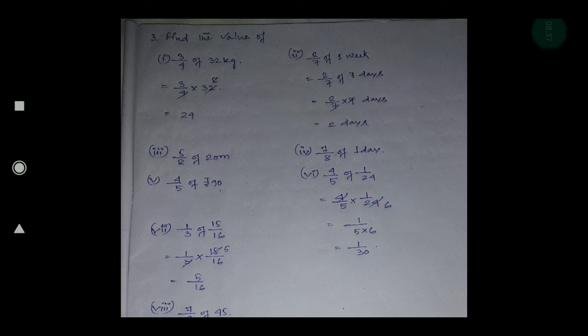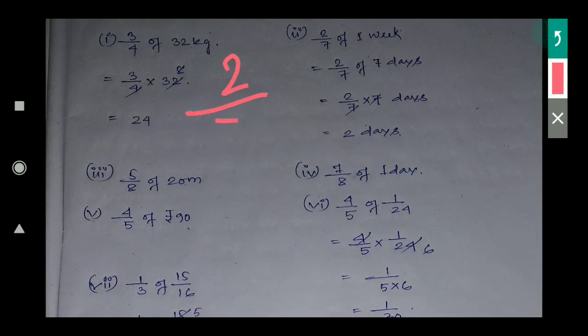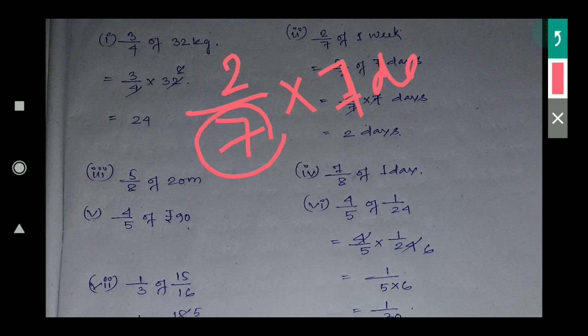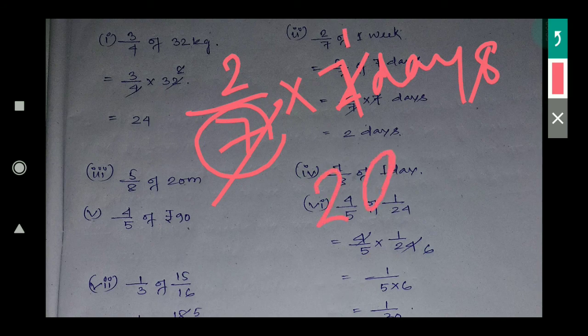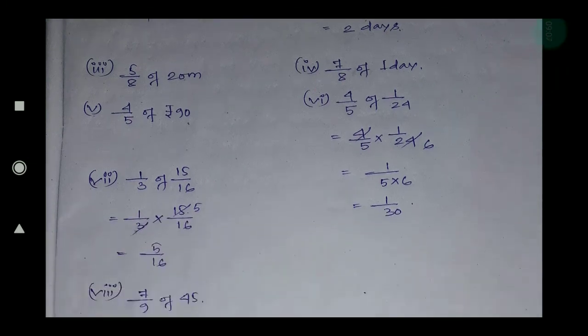Okay, here see 2 by 7 of 1 week. Here 1 week is written, but can I write it as 7 days? Because here 7 is there, then only we can cancel. So I have written here 7 days. If I cancel this 7 and 7, it will be 2, and here 1 is there. 2 into 1 is 2, that means 2 days. That means 2 by 7 of 1 week is 2 days. Similarly, questions 3, 4, 5, you have to do by yourself.